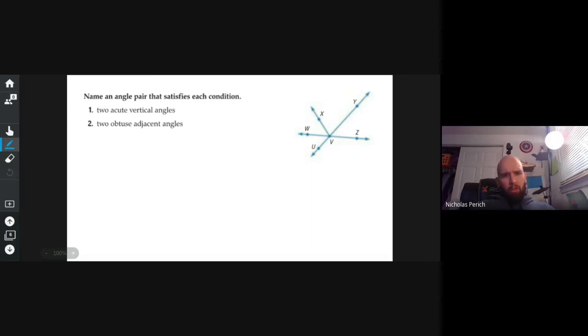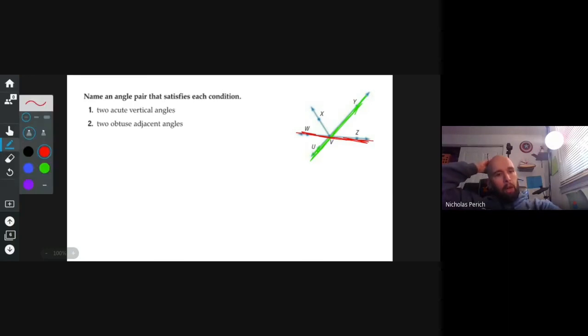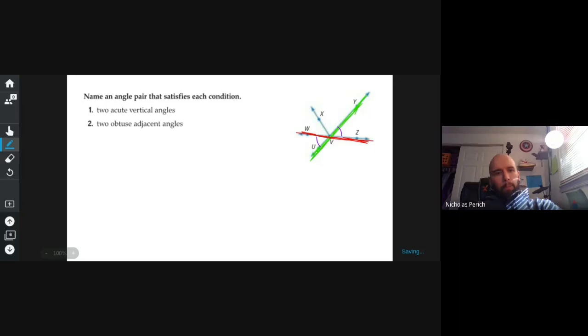Now, I'm supposed to name an angle pair that satisfies each condition. Two acute vertical angles. Okay, so first off, acute means small, and vertical means they have to be created by two intersecting lines. I only have two lines that are perfectly straight and that also intersect, and that's that green line and this red line that I'm about to make. So the only options I have for vertical angles are these purple lines right here.